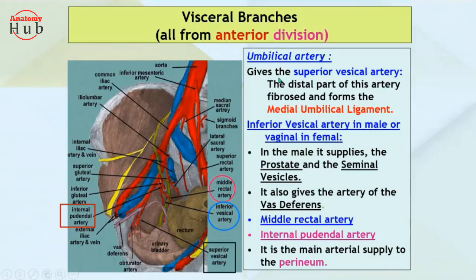So the umbilical artery gives the superior vesical artery. Initially it was the umbilical artery for the fetus, right? But after the development, one umbilical artery will be left, and the other will be obliterated, right?